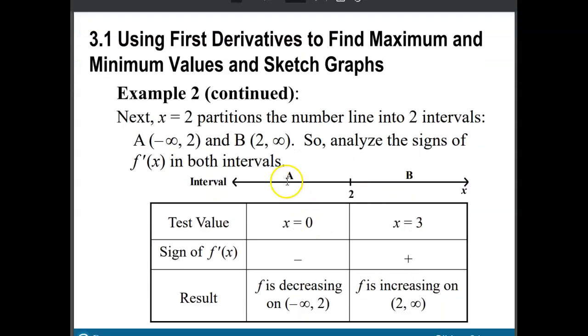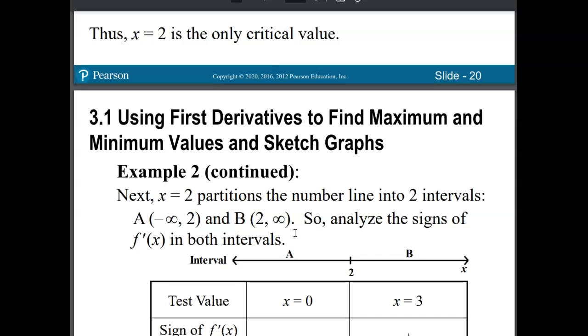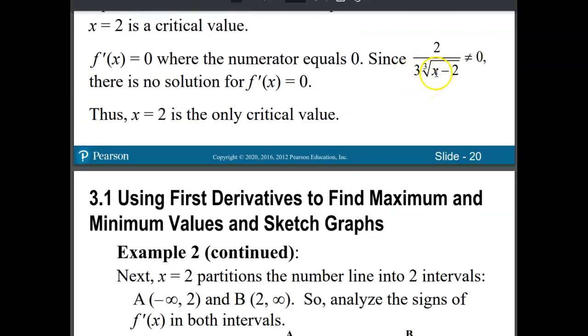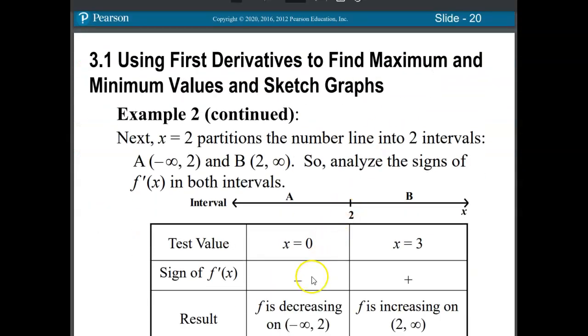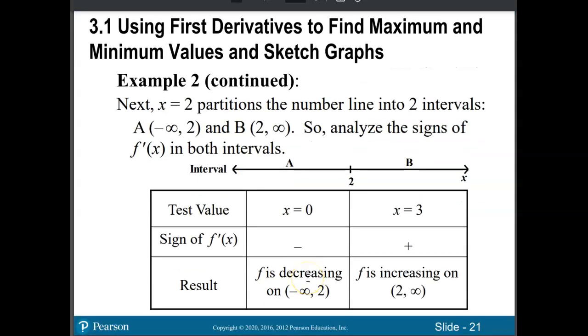So we're going to pick a test value back here. They picked 0, and they plug it into f prime. This was our derivative. If you plug 0 in for x, the top is a 2. The bottom becomes the cube root of negative 2, which is a negative number. A positive divided by a negative is negative, so that's where the negative sign came from. That tells me the function is decreasing because the derivative is negative. So the function's decreasing on that space.